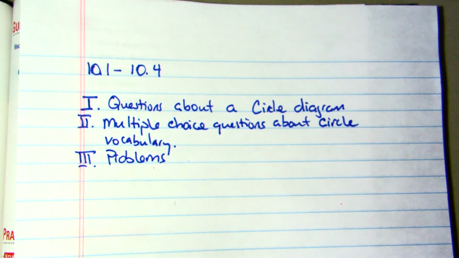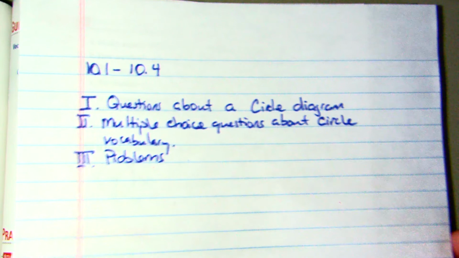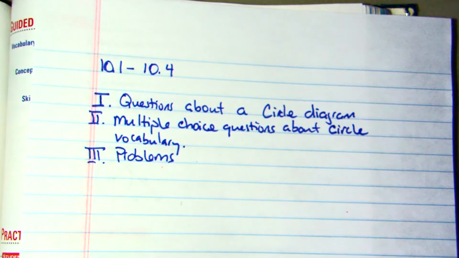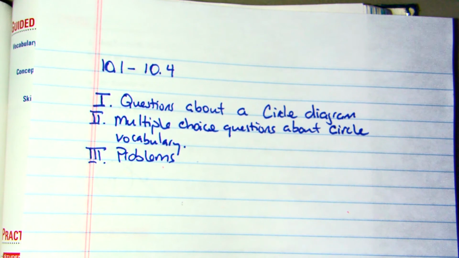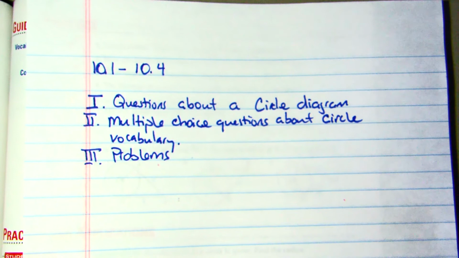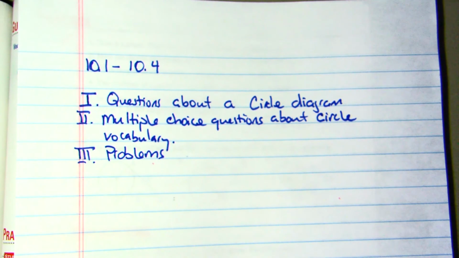Okay, this is the geometry test, and we are on chapter 10.1 through chapter 10.4. This test will consist of 3 sections. Section 1 will be questions about a circle diagram, where I will have a diagram of a circle on there, and you will have to list parts or identify parts of the circle.